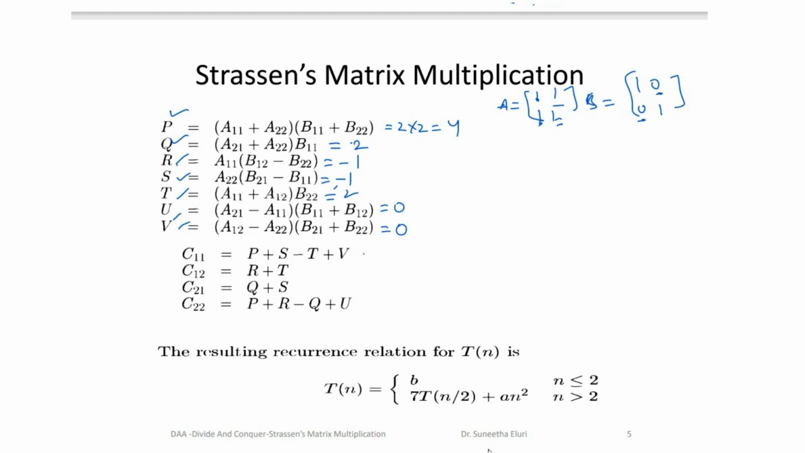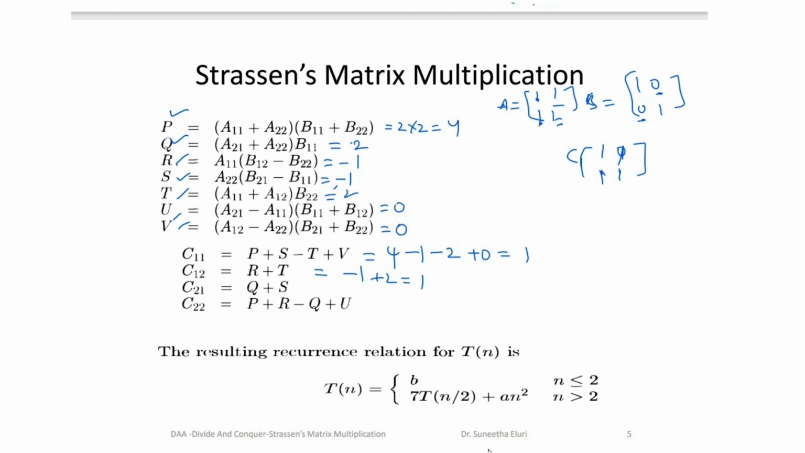So we are just substituting. P is 4 here, S is minus 1, T is 2, so hence it is minus 2, and plus V is 0. 4 minus 3 is equal to 1. So C11, so we know that C is equal to 1 1 1 1. So C11 is 1. So R plus T. R is equal to minus 1 and T is 2 here, which is equal to 1.